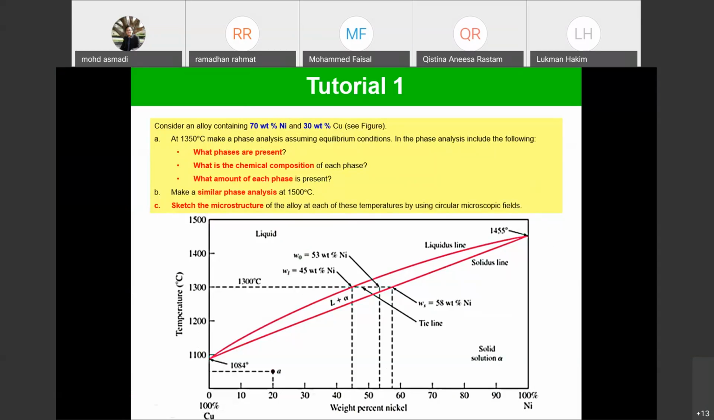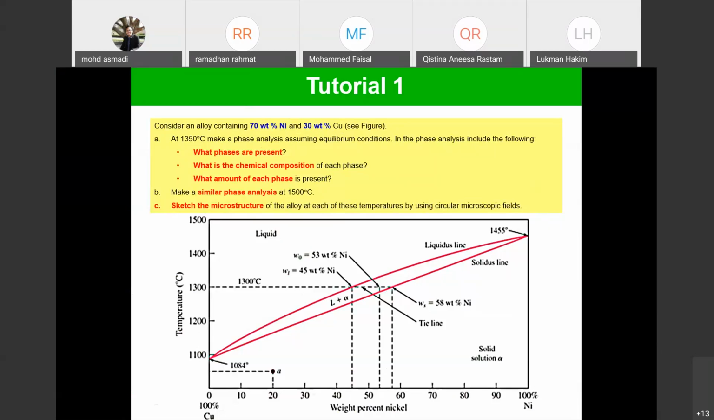Doctor, what is the difference between what is the chemical composition and what amount of each phase is present? I don't know. Just kidding. What is the chemical composition? Just now I already explained. What is the chemical composition? What do you see in this figure?